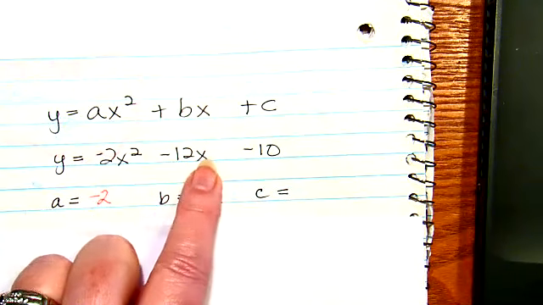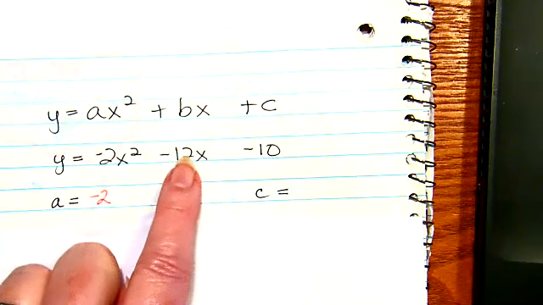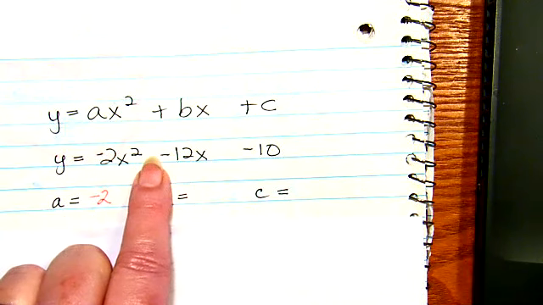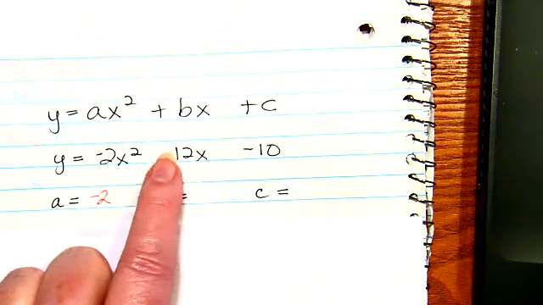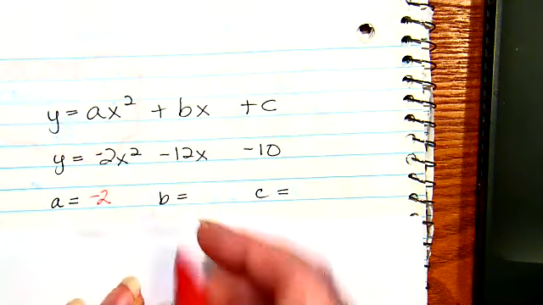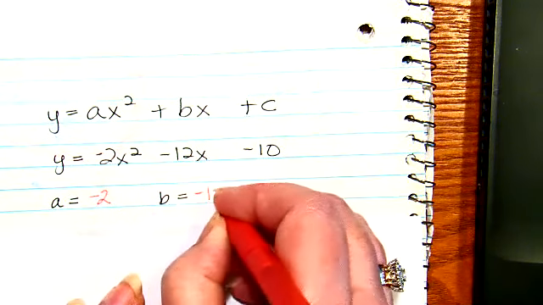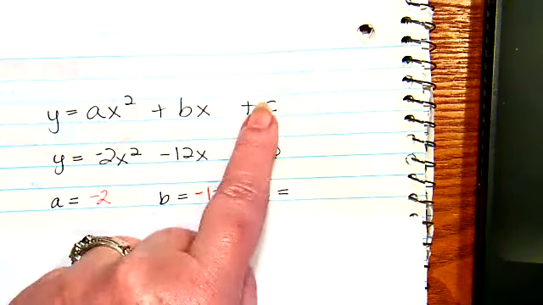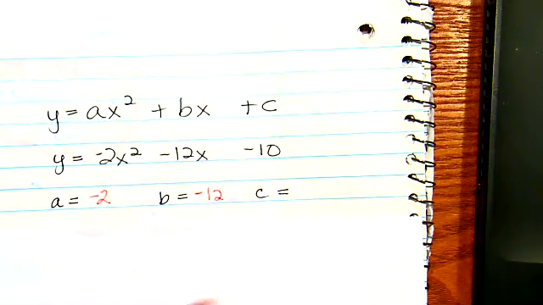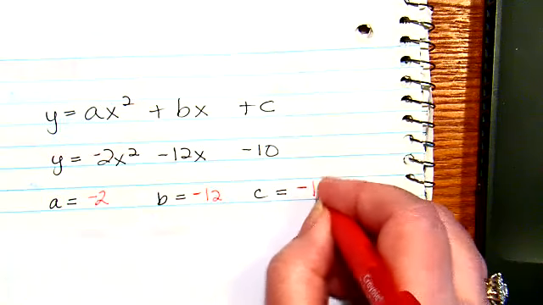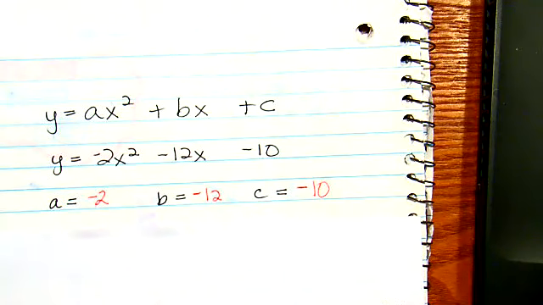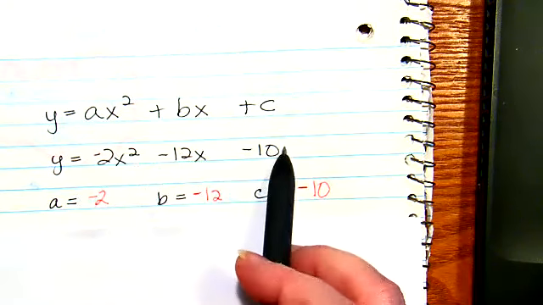b is the coefficient of the x. Now you want to make sure you look to see if it's positive or negative. So look, we have to take that negative. So b is negative 12, and c happens to be negative 10. So that's how you get the a, b, and c.